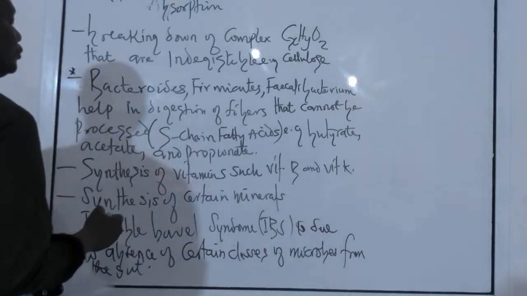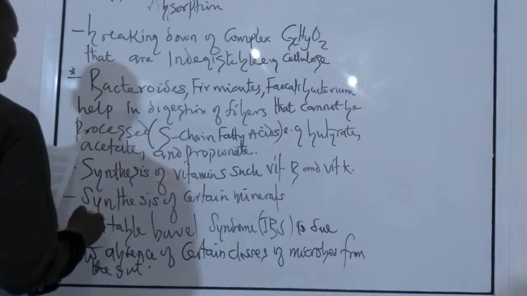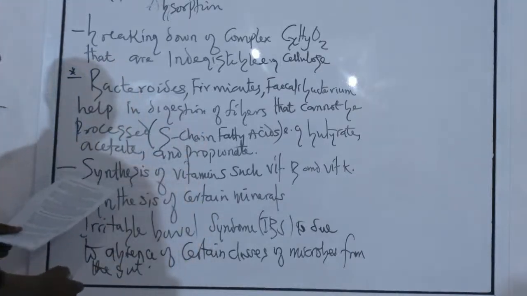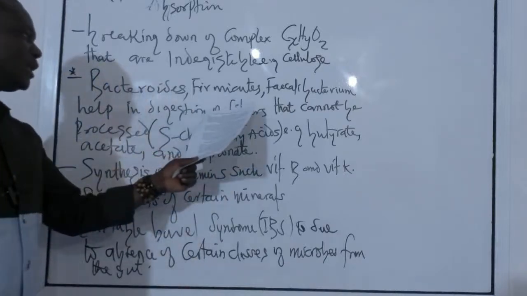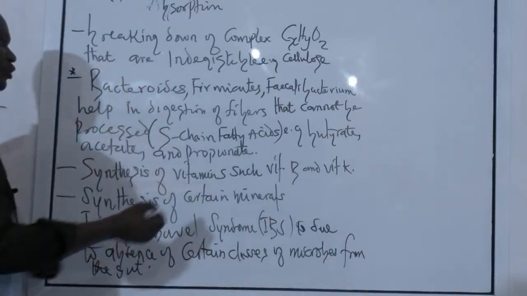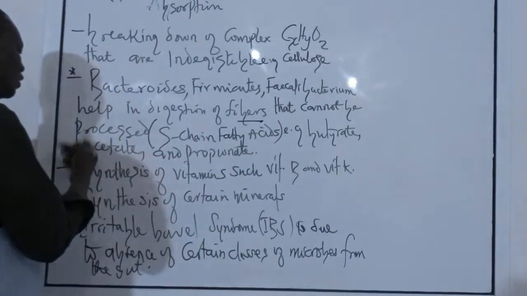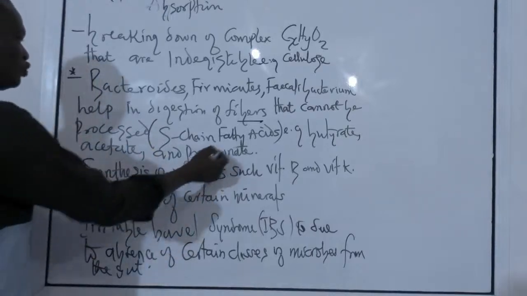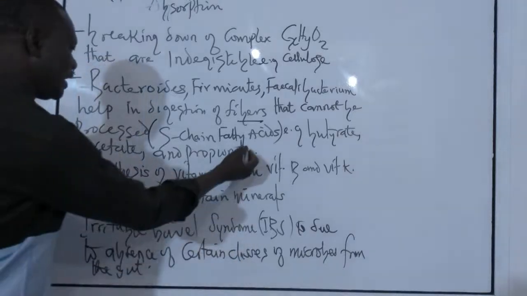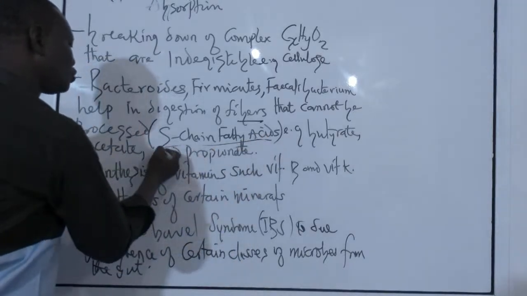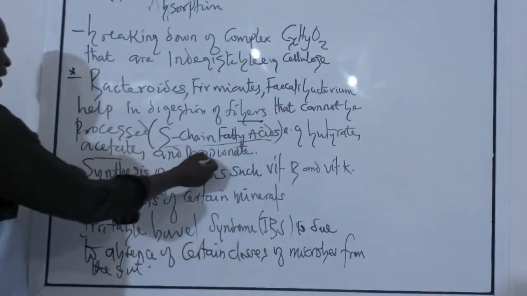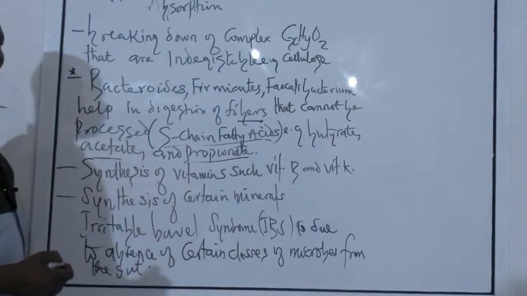Examples of microorganisms that help in maintaining human health include members of Bacteroides, the Firmicutes and Faecalibacterium. They help in digestion of fibers that cannot be processed. Because these fibers are long chain and complex, they help in breaking them down into short chain fatty acids like butyrate, acetate and propionate.